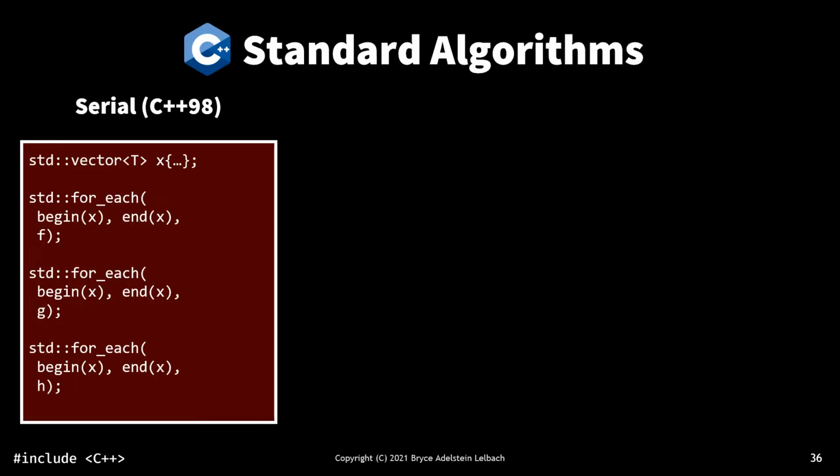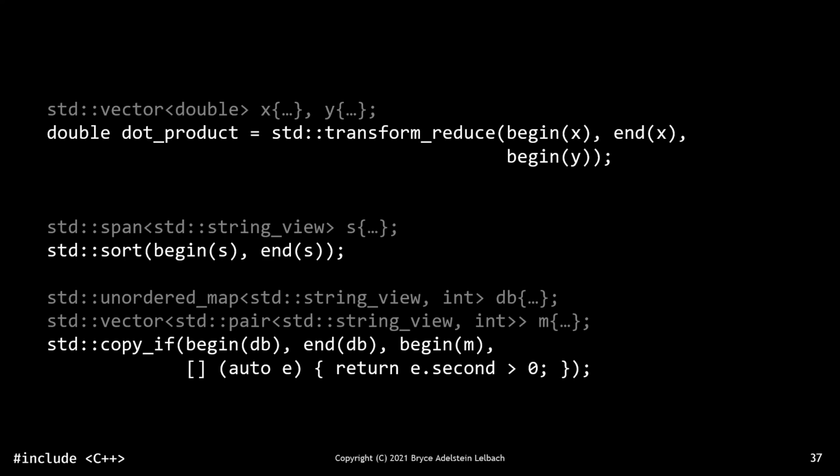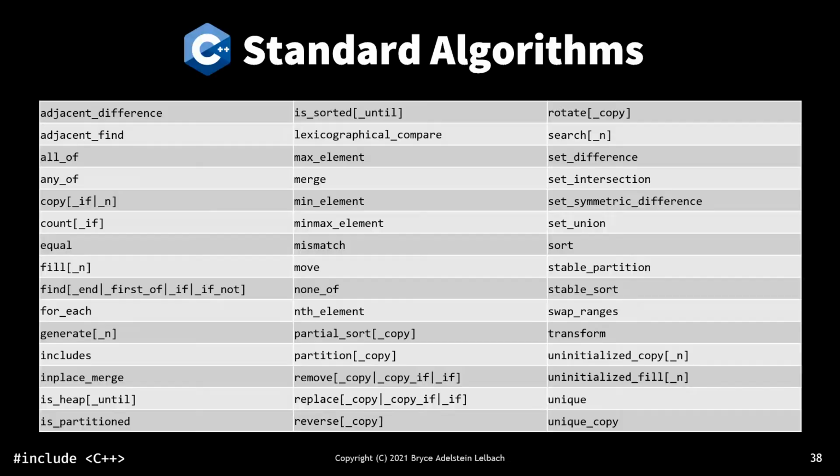C++ has had a set of serial algorithms for manipulating sequences of objects since the first standard. These algorithms operate on one-dimensional sequences. Initially, they were parameterized with iterators, but with C++20, we introduced a new, more powerful abstraction, ranges. There are about 100 different standard C++ algorithms: for loop abstractions, filters, sorts, searches, rotations, reductions, scans, etc.